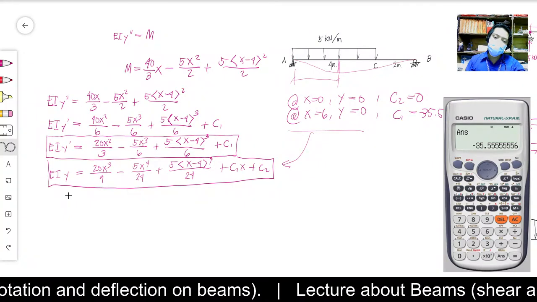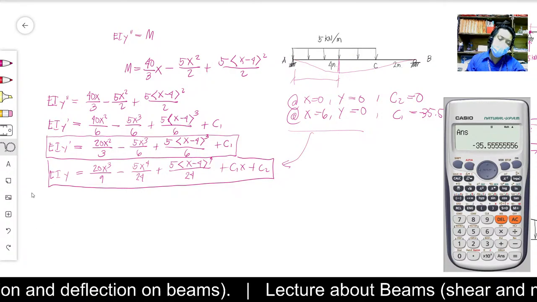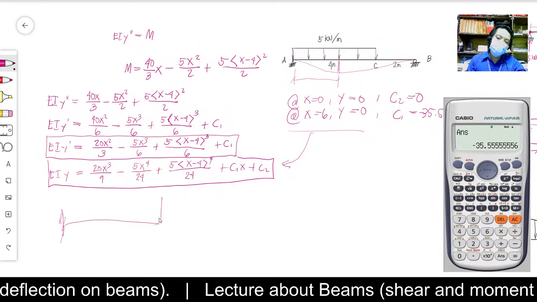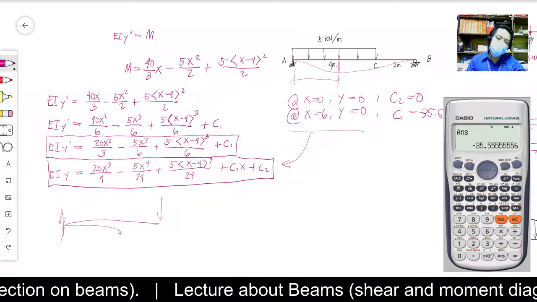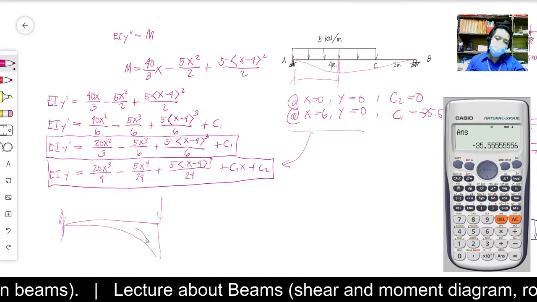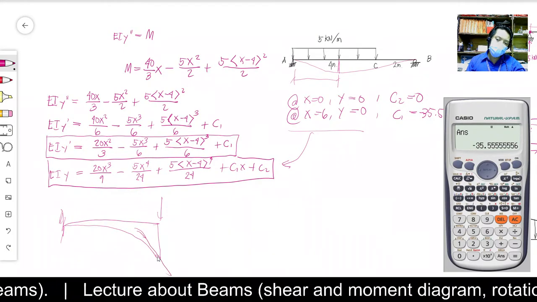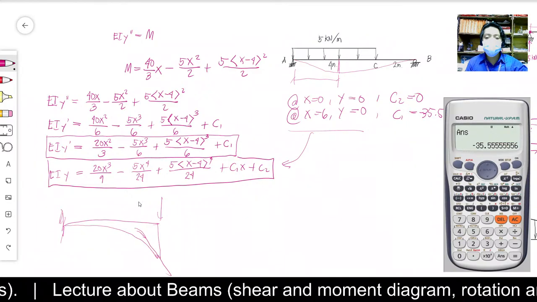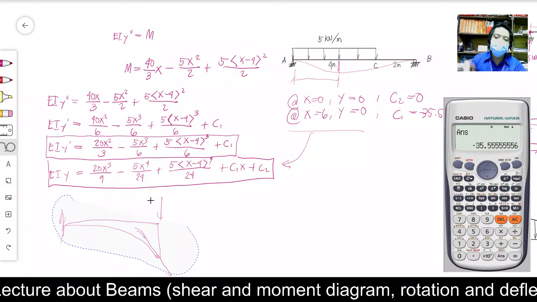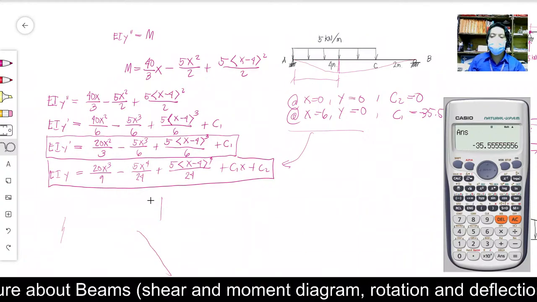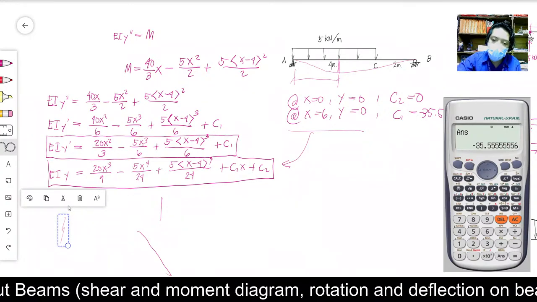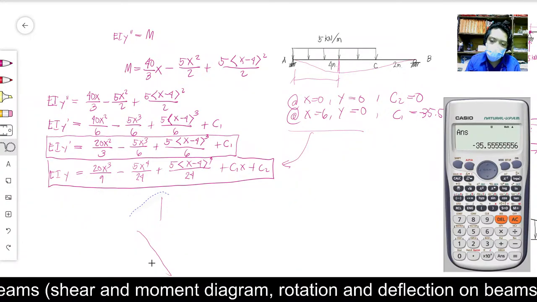Because for a cantilever beam, for example, if there is a load here, the deflection would look like this. So this is the maximum deflection. Then if you draw the tangent there, the slope is not zero. It is different, it depends. But for a simply supported beam, the maximum deflection can be found where y prime is zero.